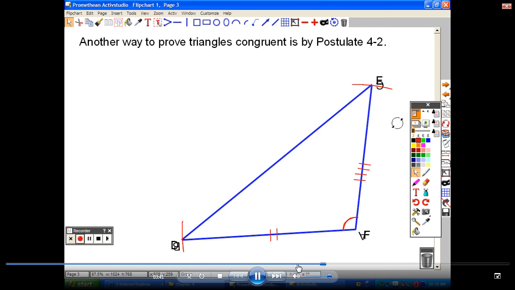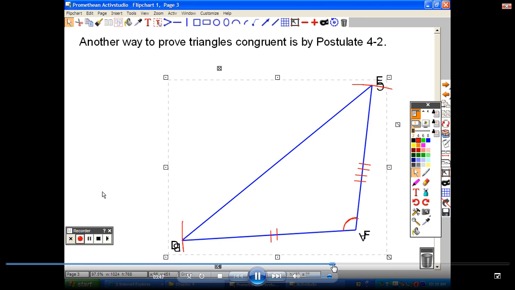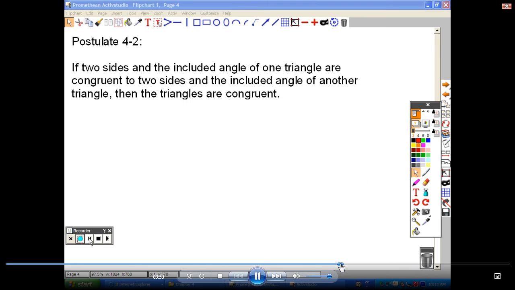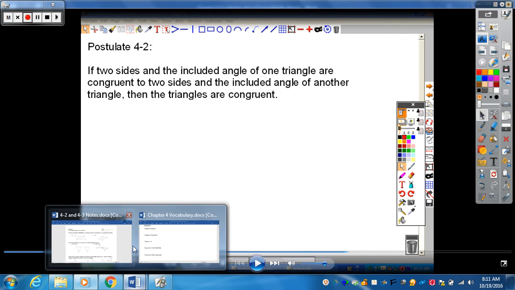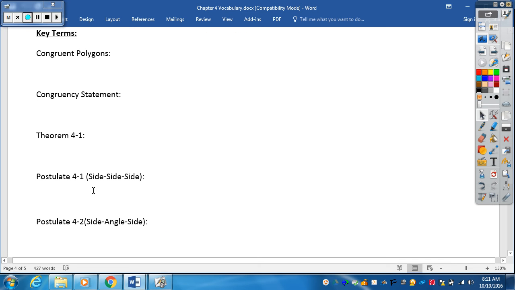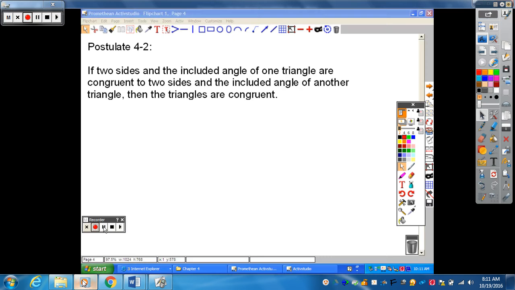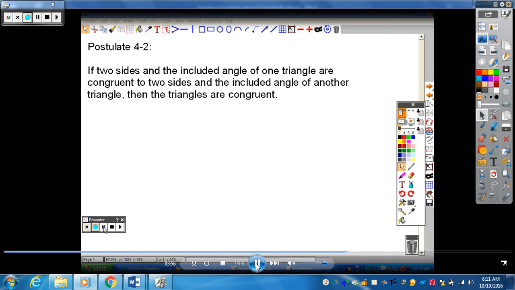So side angle side. Moving on from there, you want to put this down with postulate 4-2. If I can pull that up here, 4-2 is right there. And just like where we put down side, side, side, or SSS, this one's going to be side angle side. So if you put SAS, I know exactly what you're talking about. Go ahead and jot that down for me.